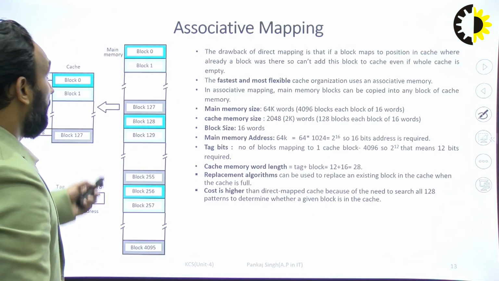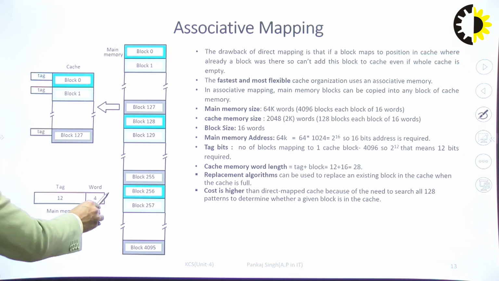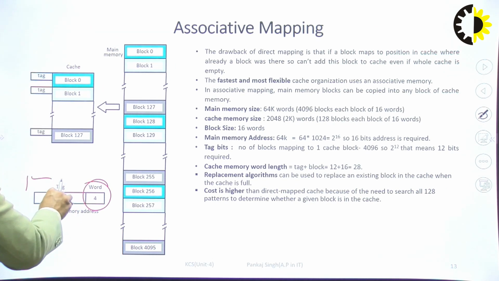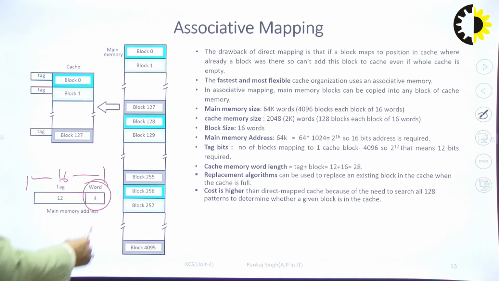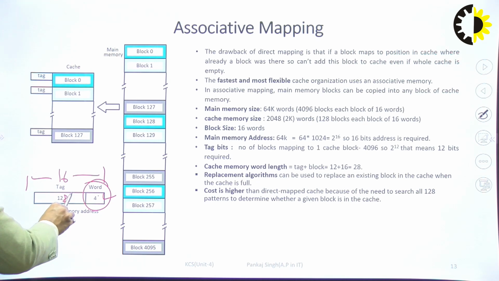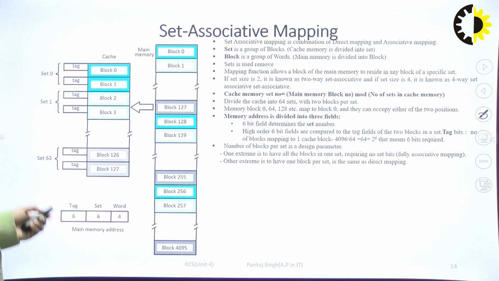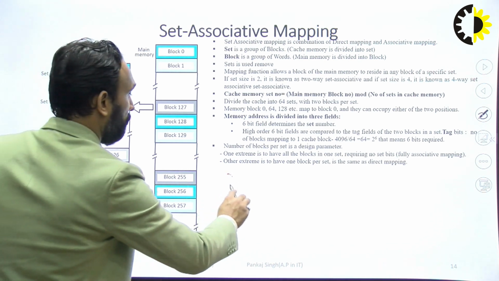Similarly, in associative mapping, as I said earlier, we only calculate the word size. The total is 16 bits. We know the word size will contain 4 bits. The remaining will be the tag. And in the set associative method, by default, we will consider a two-way set.